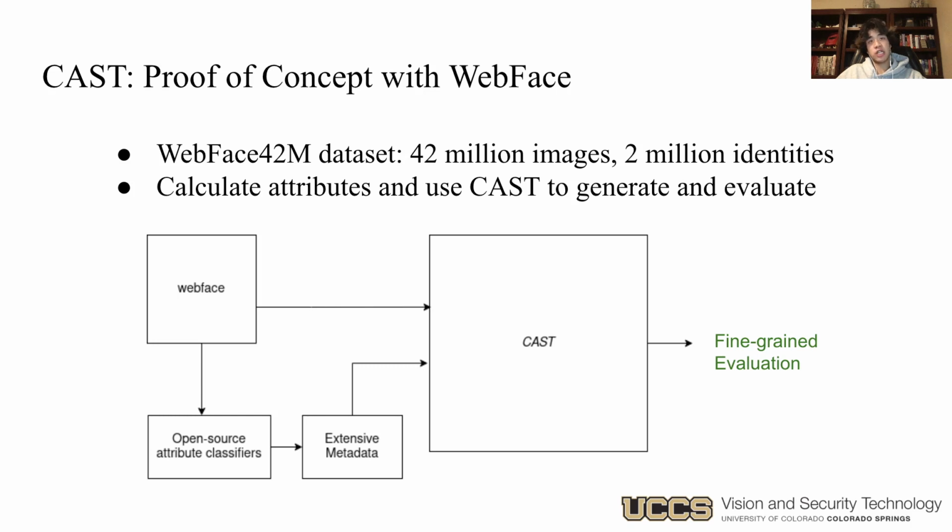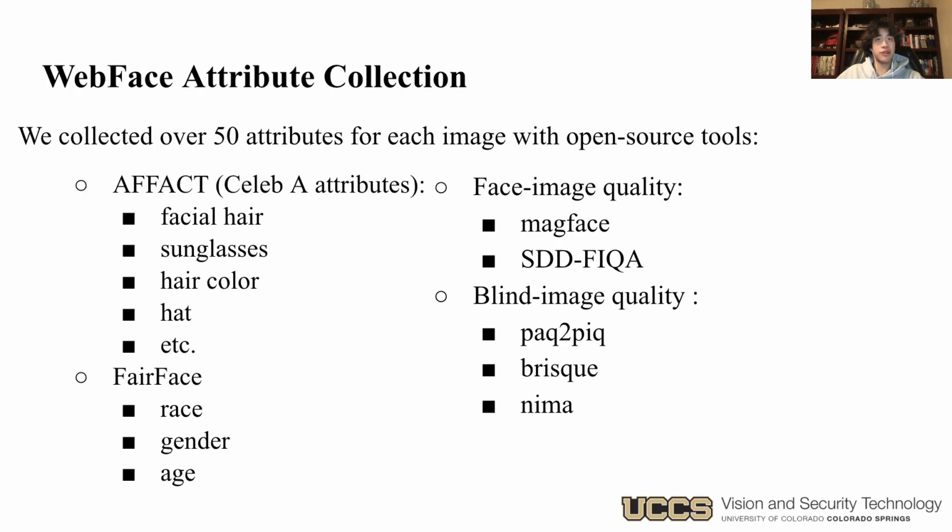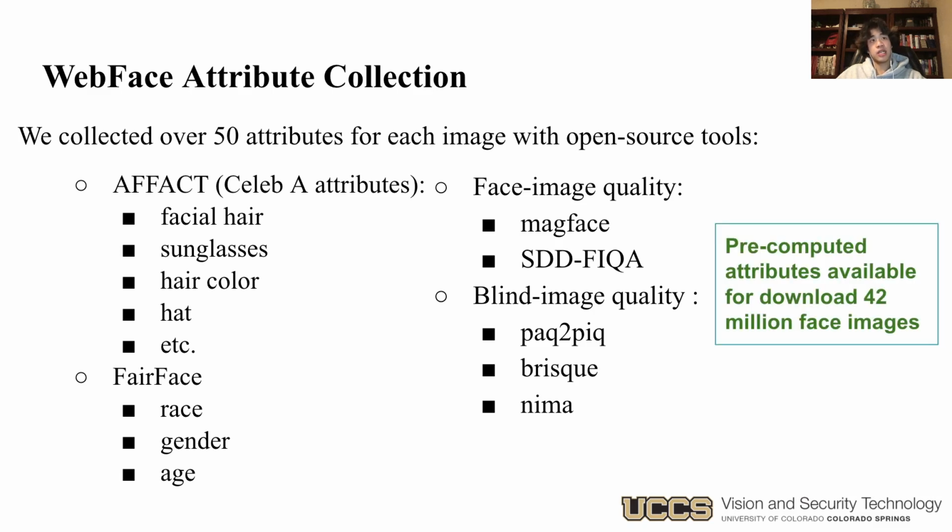We calculate our attributes and use CAST to generate subsets for evaluation. So here are a few of the attributes that we collected. We used Affect to collect facial hair, sunglasses, hair color, hat presence, etc. We use FairFace to collect race, gender, and age, and we have a couple of image quality models on the right. Now these are pre-computed, and these values are available on our Git for download.